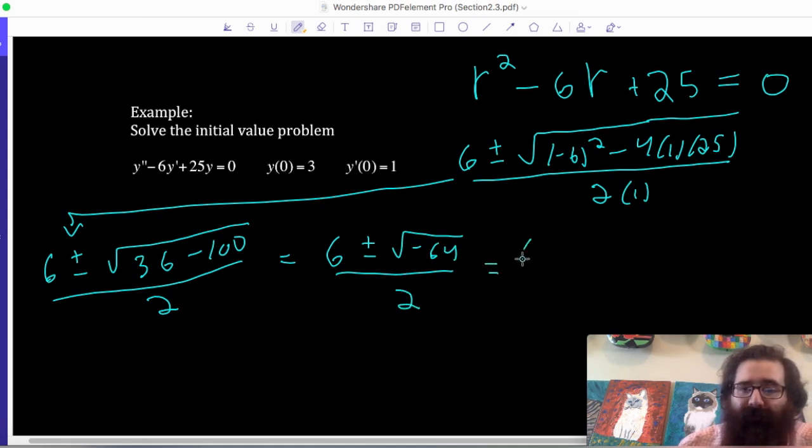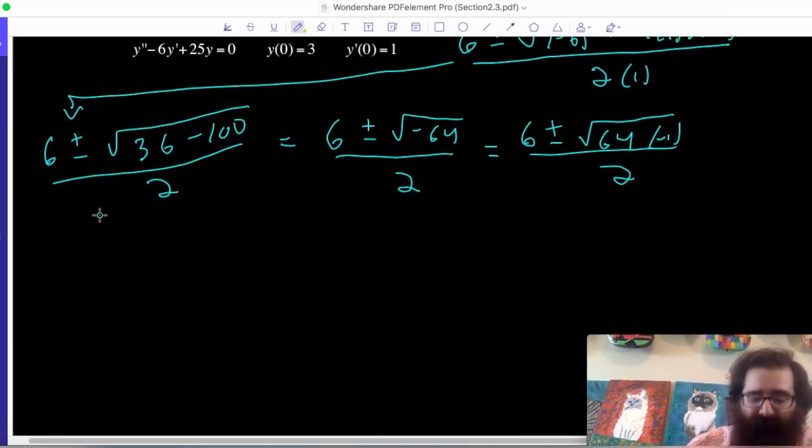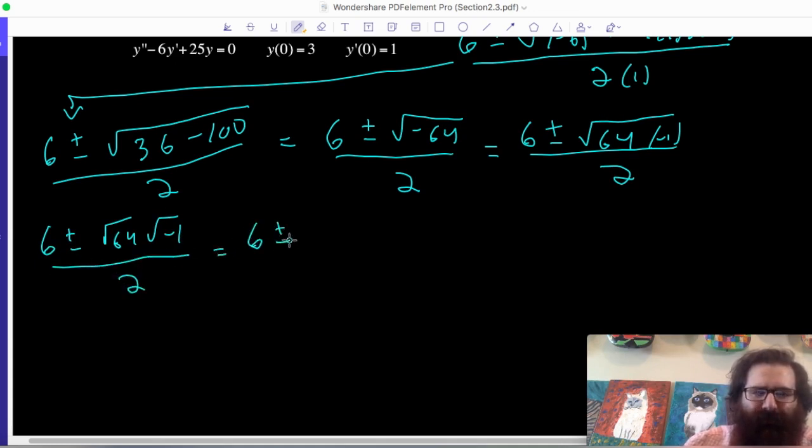And I want to think about breaking this up underneath the radical. So I have square root of 64 times negative 1 all over 2. And then using the product property of the radical, I can start to introduce that imaginary number i. So 6 plus or minus square root of 64 times square root of negative 1 all over 2. So then 6 plus or minus square root of 64 is 8. Square root of negative 1 is that imaginary number i all over 2. And now I can go ahead and reduce this, right? 6 divided by 2 gives me 3 for the real part. Plus or minus 8 divided by 2 gives me 4i.